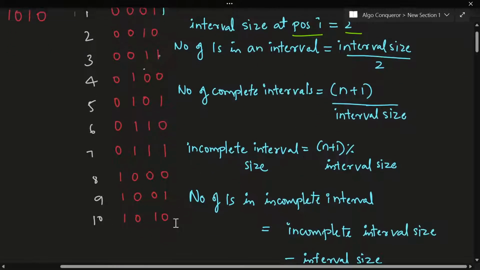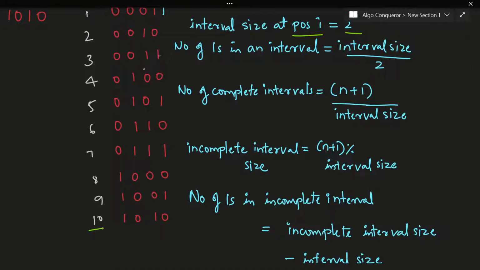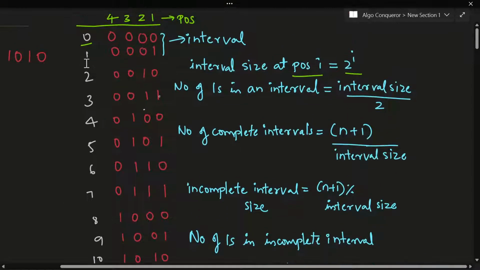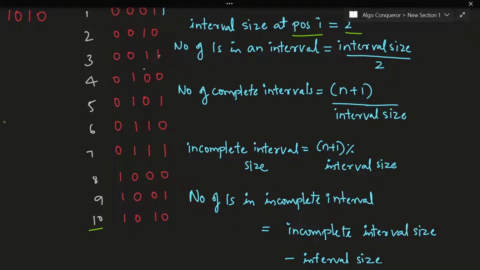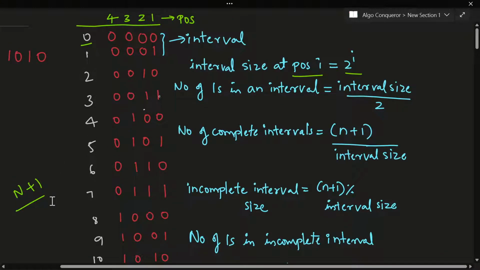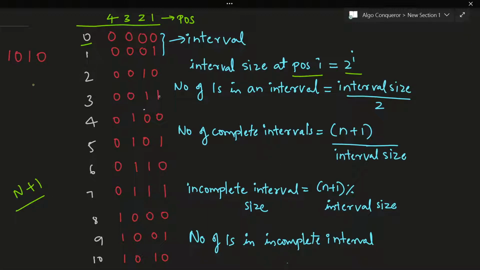Now, if you are given a number, let's take 10. Until 10, how many numbers are there, including 0? If you are given a number n, then you will have n plus 1 numbers, including 0. Are you with me? Yes, right? Now, the number of complete intervals for a given number is (n plus 1) by interval size.